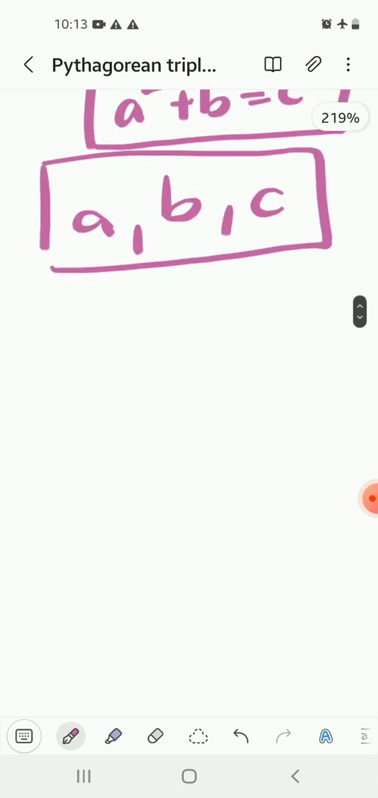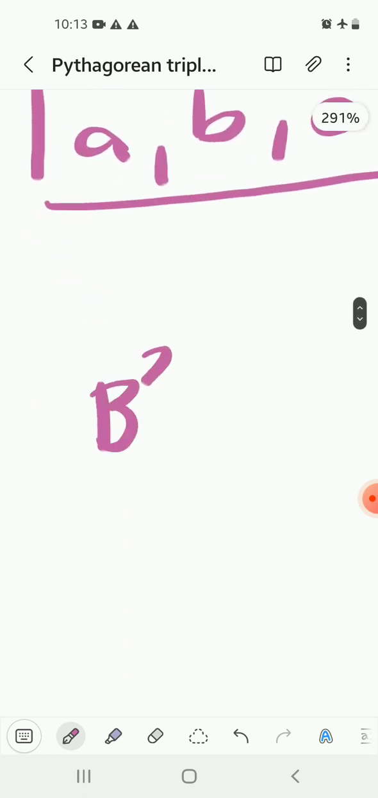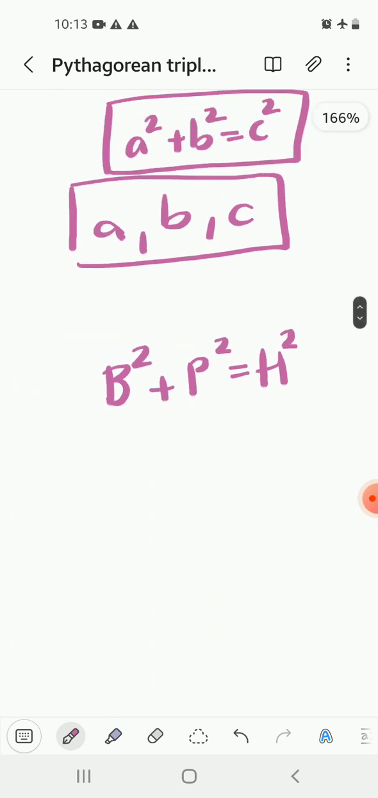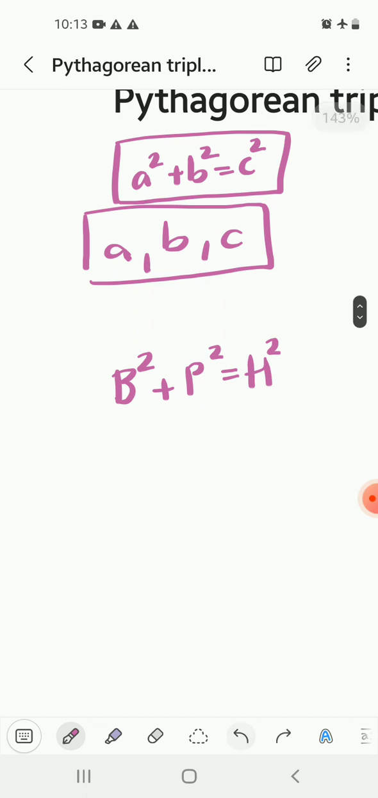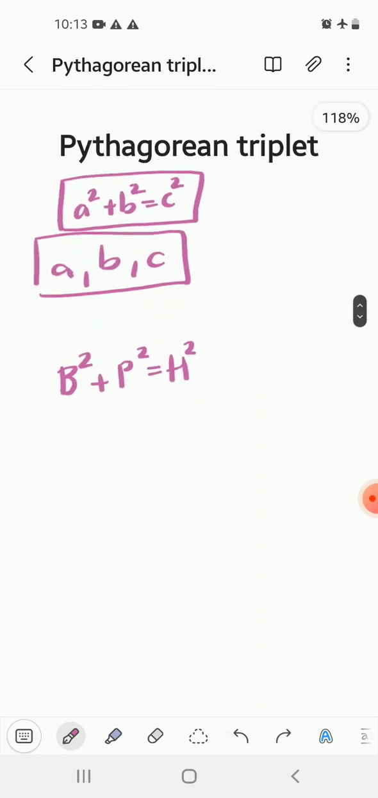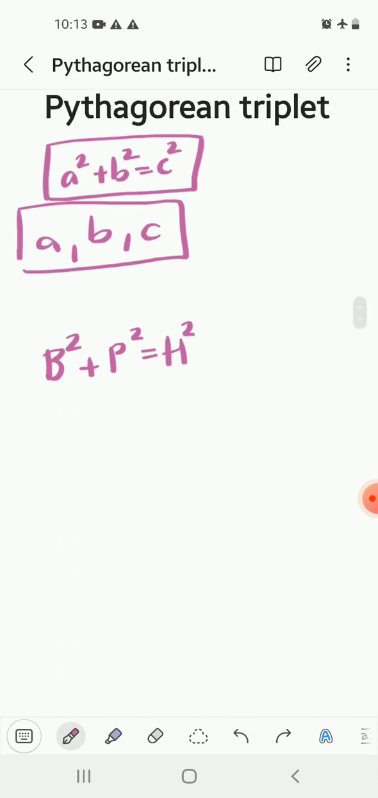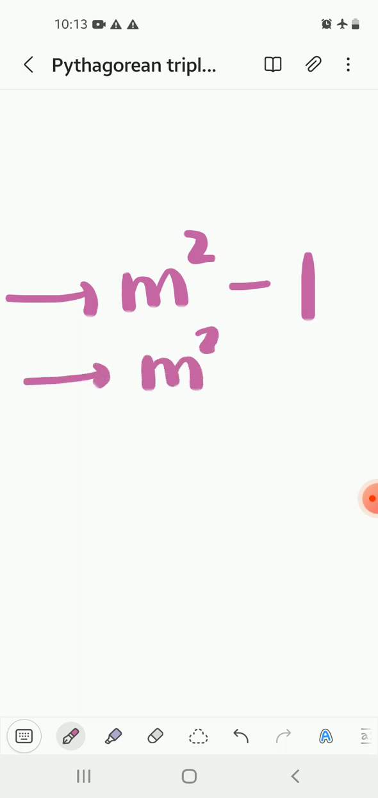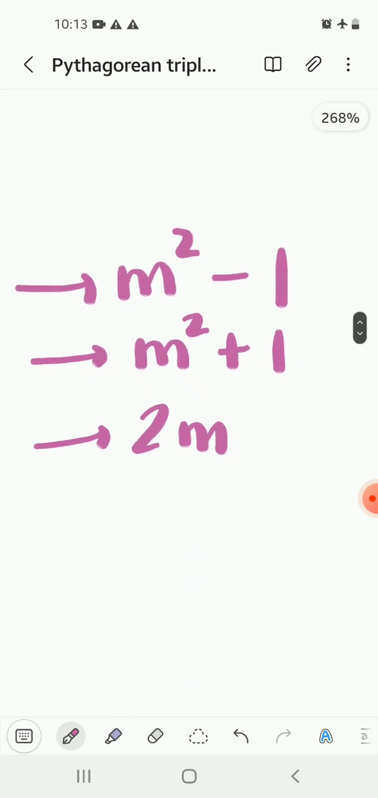This is similar to the Pythagoras theorem that we have, that is base square plus perpendicular square is equal to hypotenuse square, which is used to find the third side of a right angle triangle. So this is the resemblance. Now to find a Pythagorean triplet, we have to use three formulas. The first formula is m square minus 1, the next one is m square plus 1, and lastly 2m. By applying these three formulas, we can find the Pythagorean triplet.